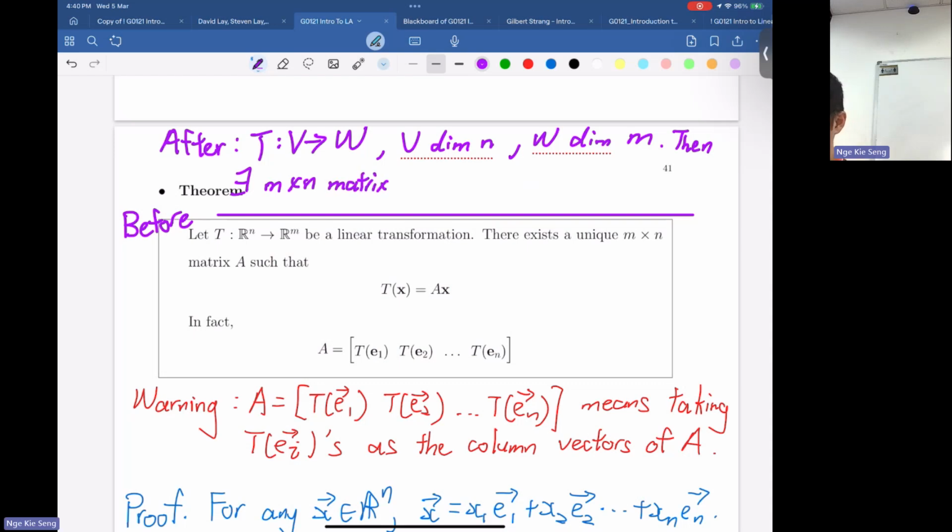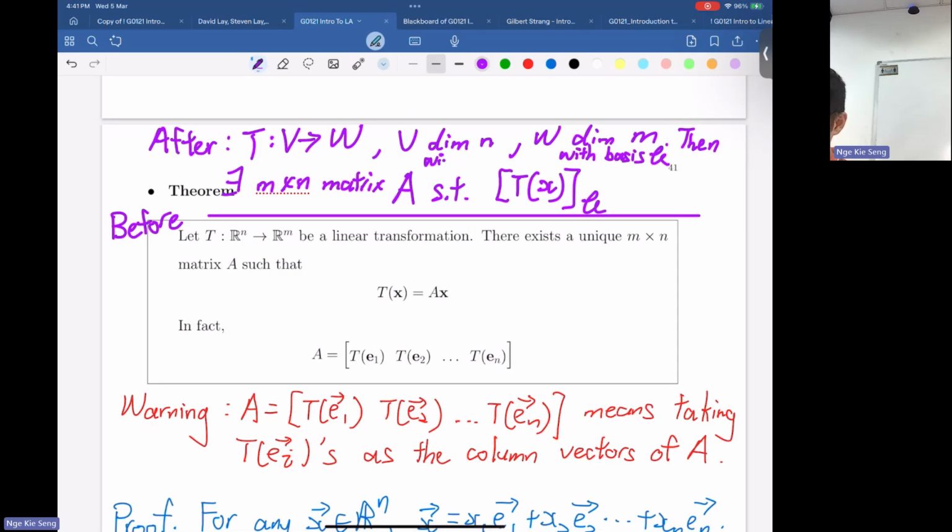In this case, let's also call it A, such that the coordinate vector of Tx with respect to C. So C is the basis. W has basis called C, and V has basis called B, equals A times the coordinate vector of x. Can you see the similarity between these two?